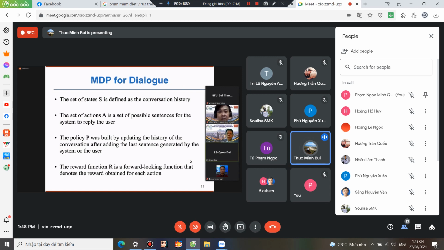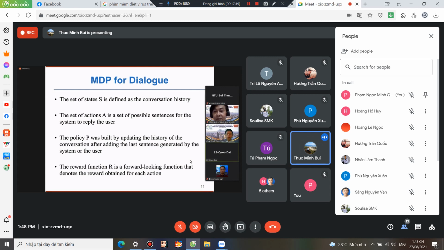We can define a conversation as a Markov decision process. The corresponding Markov decision process is the following. First, the set of states is defined by the conversation history. A state is denoted by two consecutive conversation turns. And the set of actions is the set of possible sentences for the system to reply to the user.